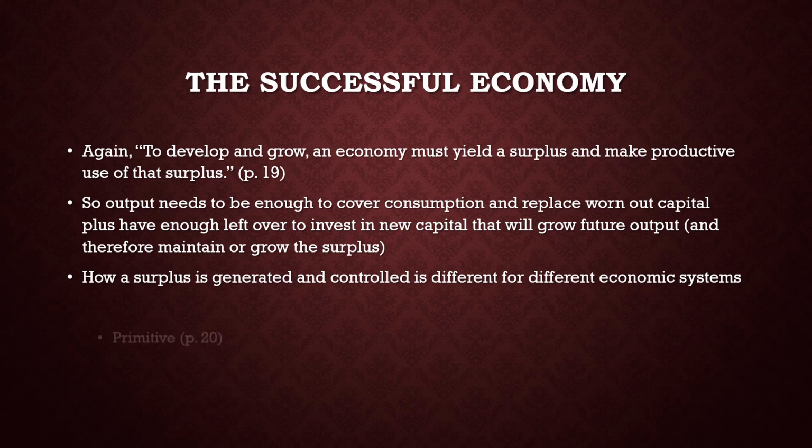Well, that's going to be different for different types of economic systems. And so he briefly introduces 3 types of economic systems that we will see more in later chapters. So he first introduces the primitive society, which will show up in the community-centered economic system in chapter 5. And so we're seeing here that this type of economic system did not generate a surplus.